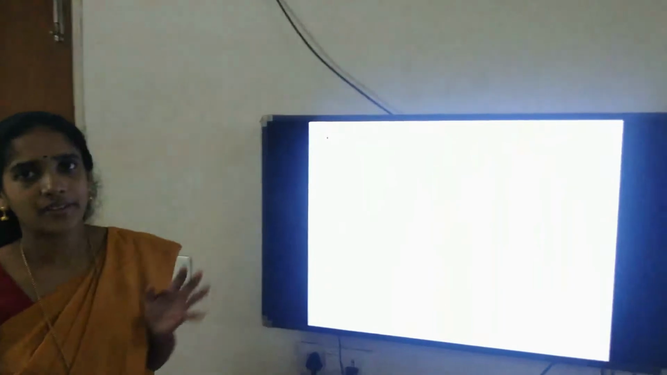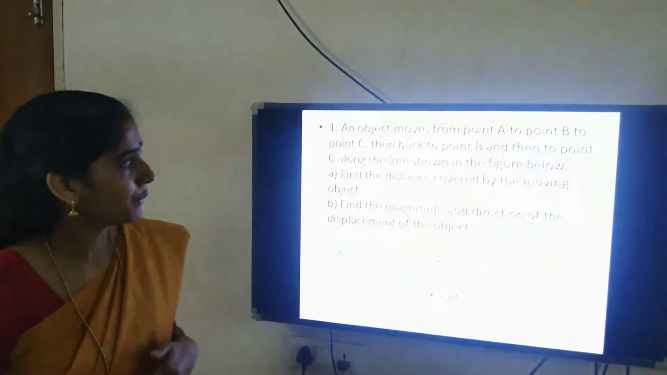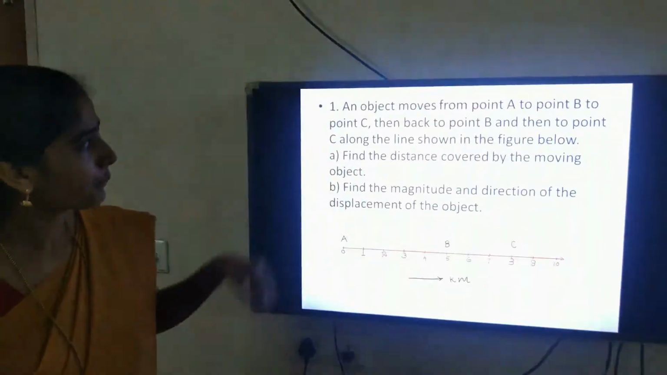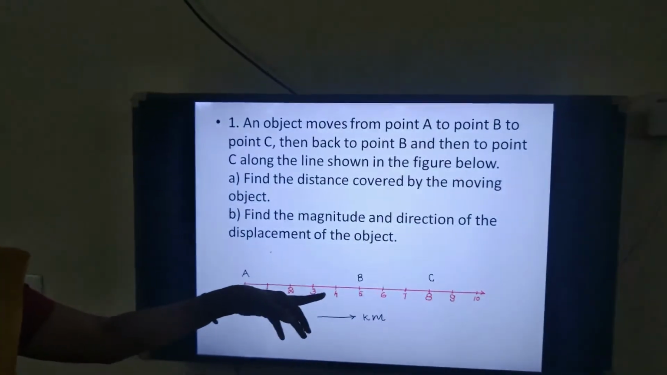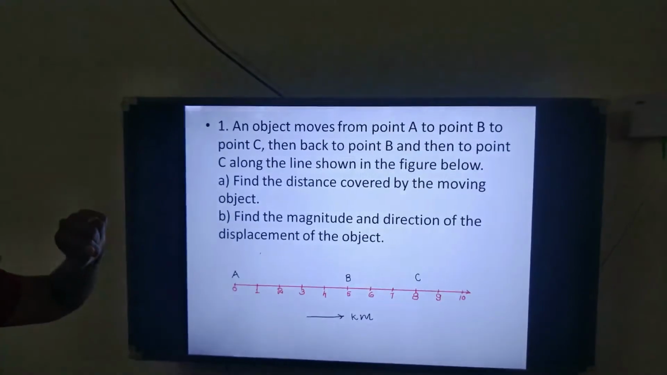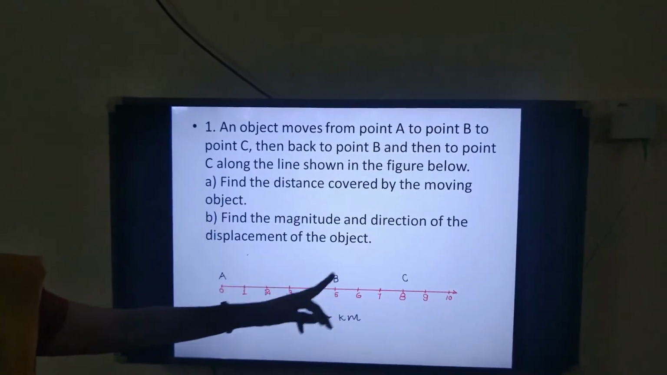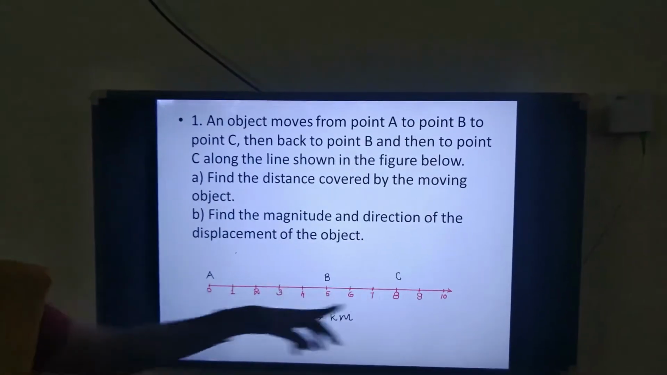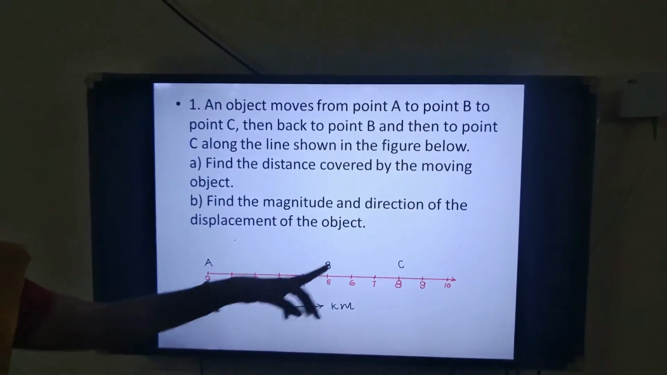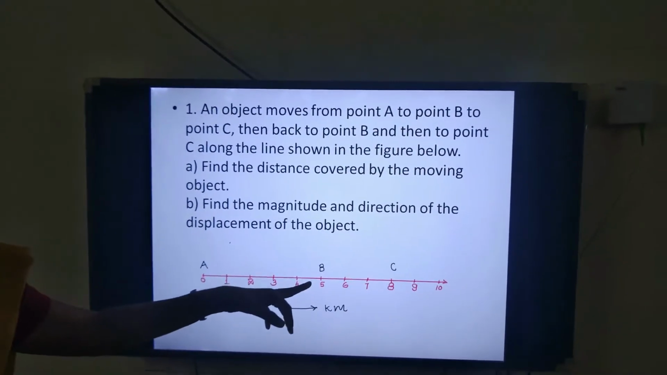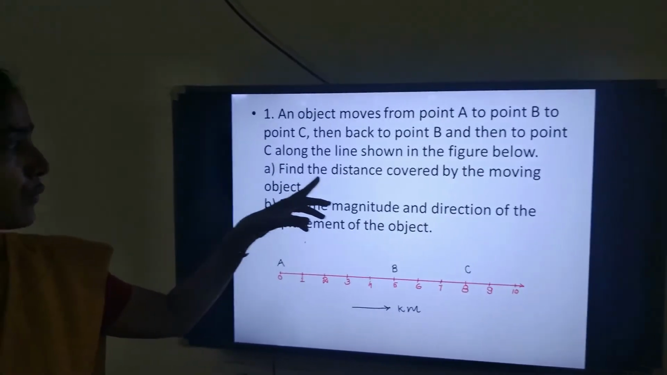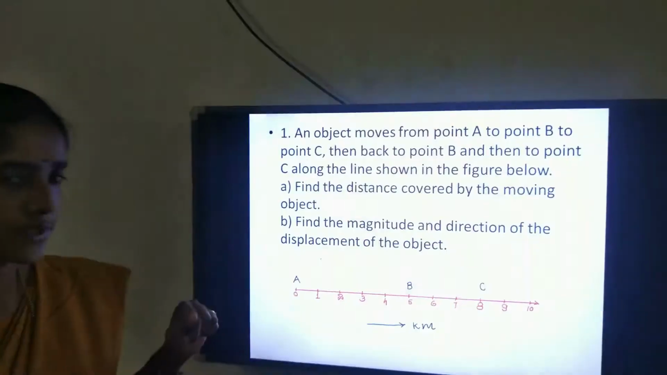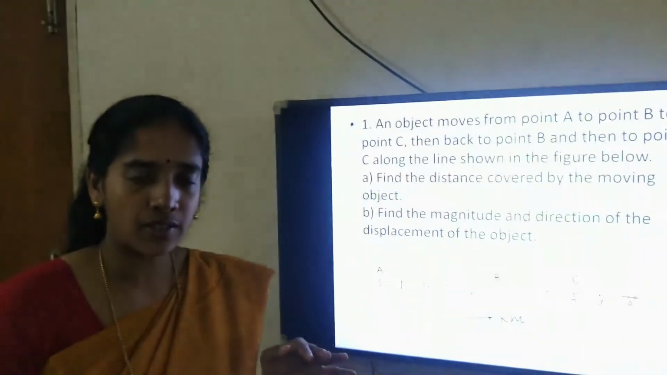Okay, let us have a look at the numericals on distance and displacement. Here we have the question: an object moves from point A to point B, then to point C, and then again back to point B and then to point C again. So first A, B, C, then B, then C. This is the situation given here, and we are asked to find the distance covered by the moving object. So how to find the distance covered by the object? Find the length of the path.